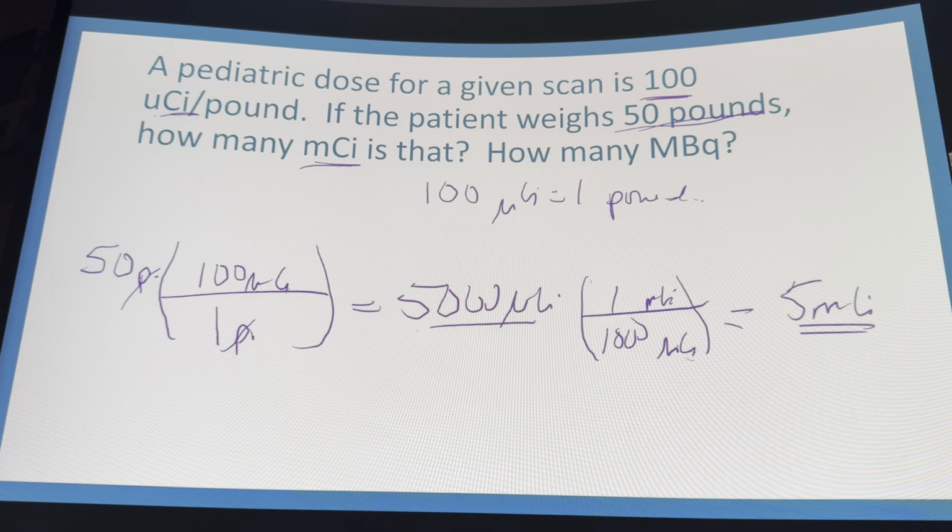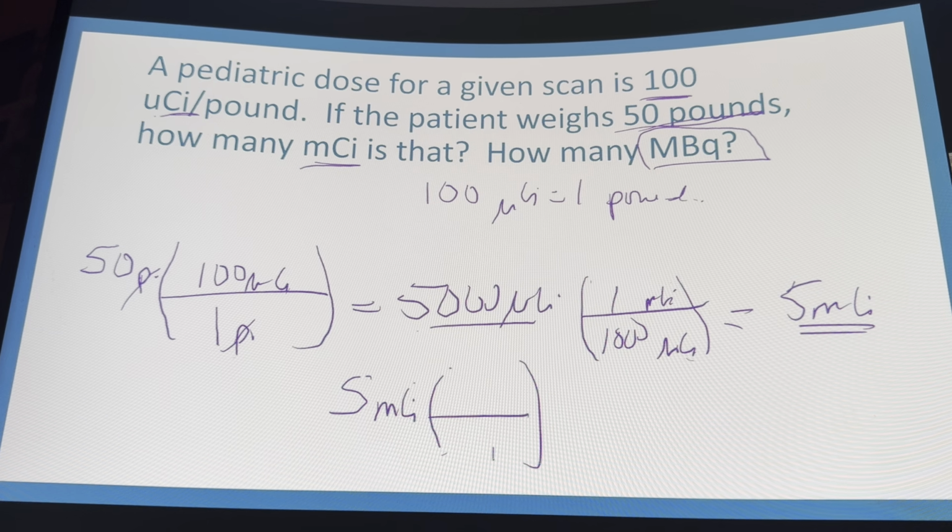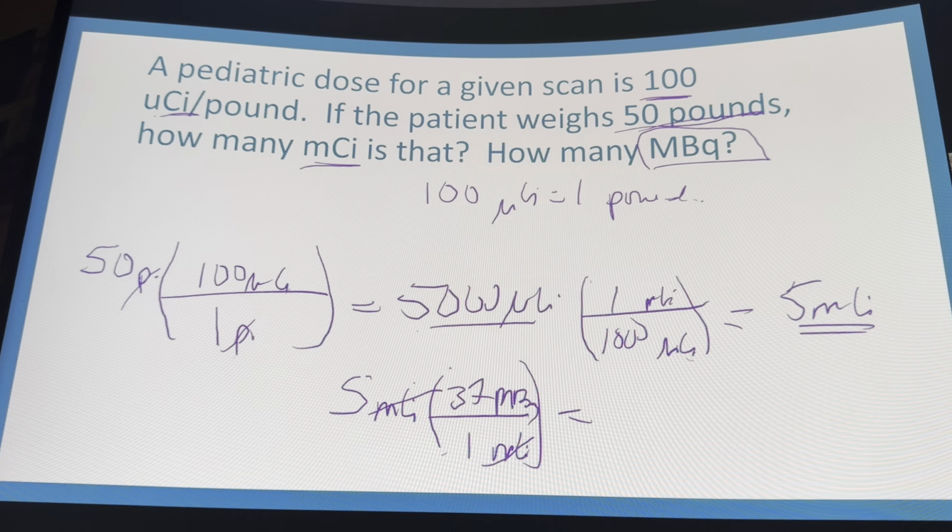5 millicuries. And then it says, how many megabecquerel? Well, we've done that too, because we know that 1 millicurie is 37 megabecquerels. So we start with our 5 millicuries. Whatever's on top goes on bottom. Megabecquerels on top. 1 millicurie, 37 megabecquerels. 5 times 37. We have 185 megabecquerel.